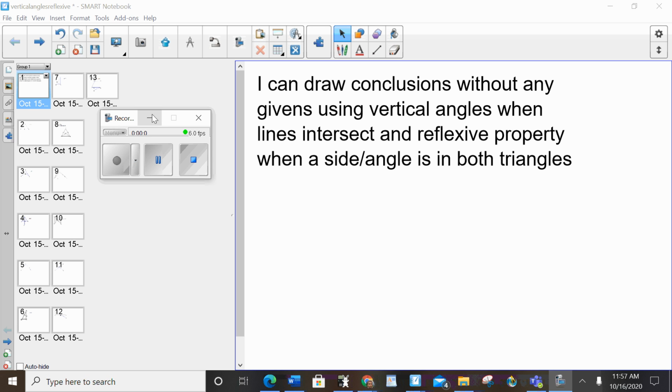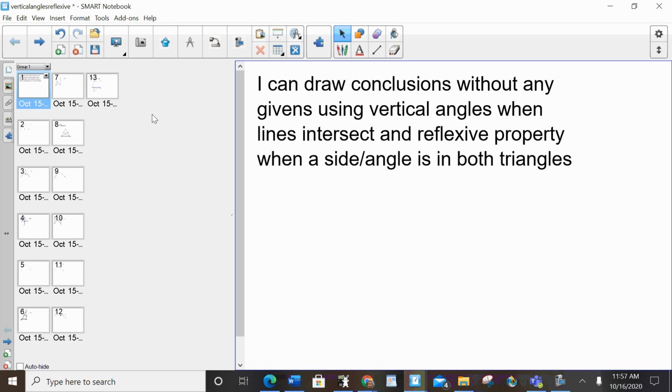Good morning. I can draw conclusions without any givens using vertical angles when lines intersect and reflexive property when a side or angle is in both triangles. So we talked about doing mini proofs. Now we're going to talk about the two conclusions, the only two things that you can do without givens. The first one is going to be vertical angles, which we've talked about already this year, just not in the proof setting. And then we're going to talk about what reflexive property is.